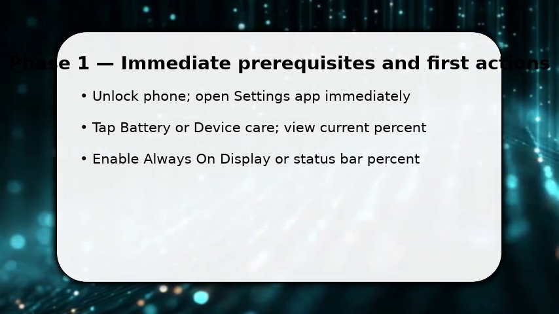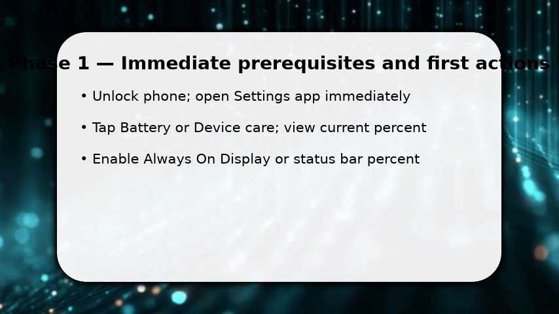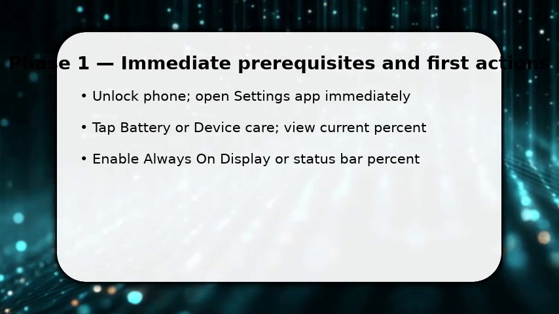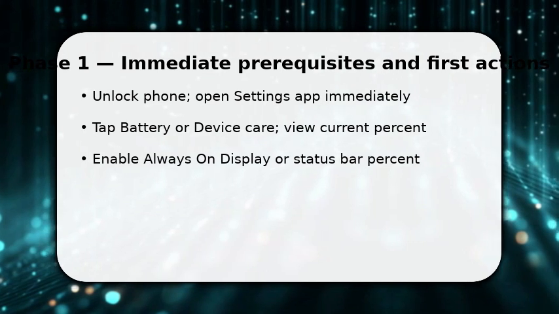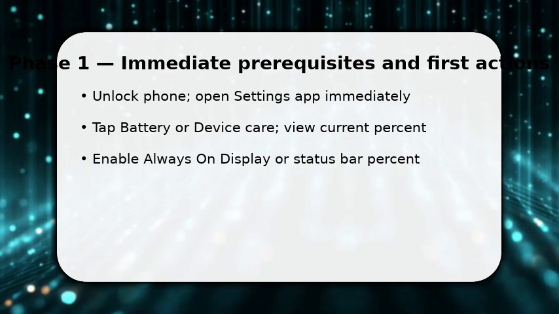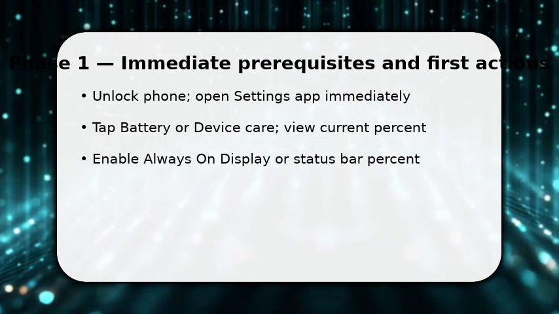Make sure to enable Status Bar Percent or Always on Display so you always see battery level. You'll also toggle battery percentage in Quick Settings for faster checks. This first step prepares the interface, so later diagnostics read real-world usage instead of cached values.